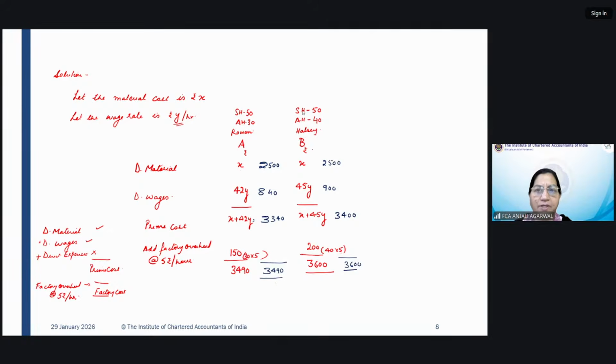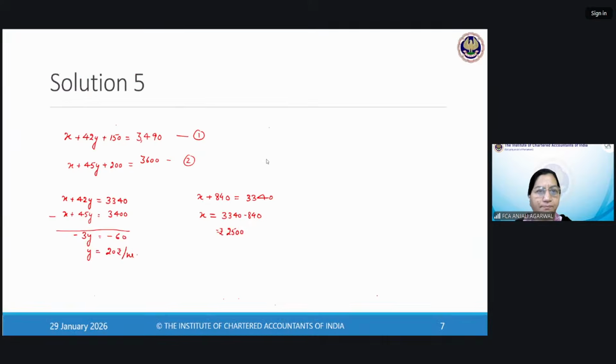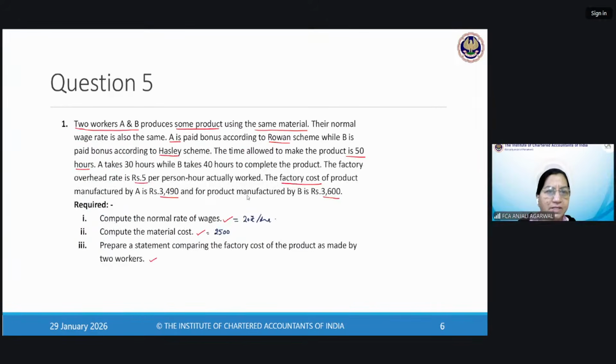Okay, I'll explain it once more. So the question is, there are two workers, A and B, who are both using the same raw material, which we don't know how much, and they are being paid at the same hourly rate. But A takes 30 hours. So let's say the hourly rate is Y rupee per hour. So he will be paid 30Y, and because B takes 40 hours, he will be paid 40Y.